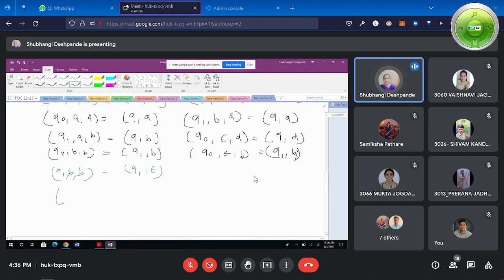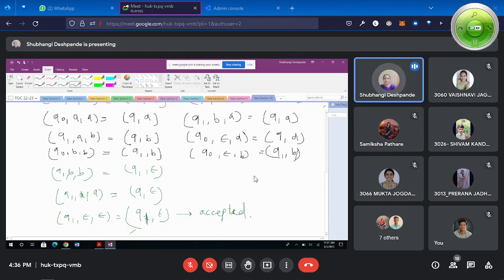For your understanding. Then Q1 A comma A is equal to Q1 epsilon, and then at last both are having epsilon, that is Q1 epsilon will present into Q2 epsilon you can write, or here Q1 epsilon, that is by empty stack, so it is accepted.